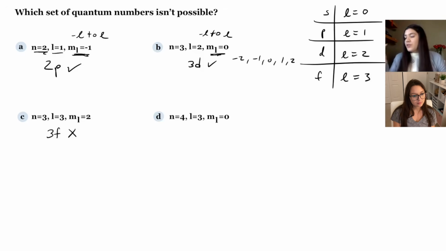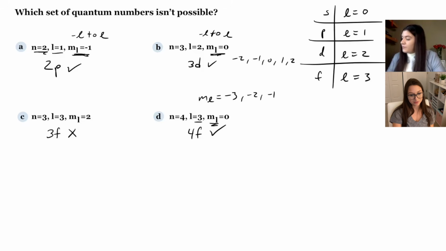So for D, we're still going to do D just to really make sure. What would that be? It would be 4f. And that's it. So 4f, we just saw that that's correct. That's why it works. We know that the m sub l can be 0 because what are all the possible m sub l values that we could get for this one? -3, -2, -1, 0, 1, 2, 3.